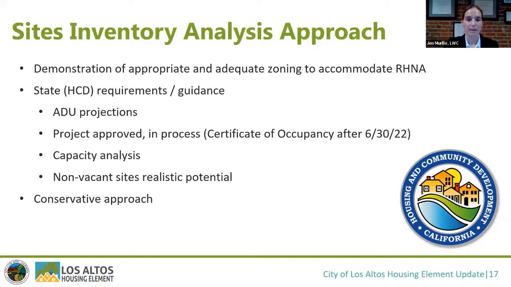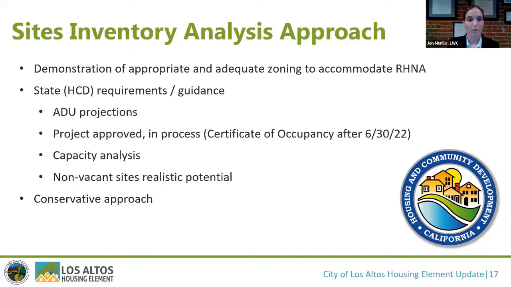So the state's guidance, some examples of the ways that we're looking to comply with guidance issued from the state include, for example, how we project accessory dwelling units, or ADUs, over the 8-year planning period. So the state recommends that the city look at ADU building permit trends since 2018 and carry those forward. So using that approach, we have about 340 units of ADUs projected.